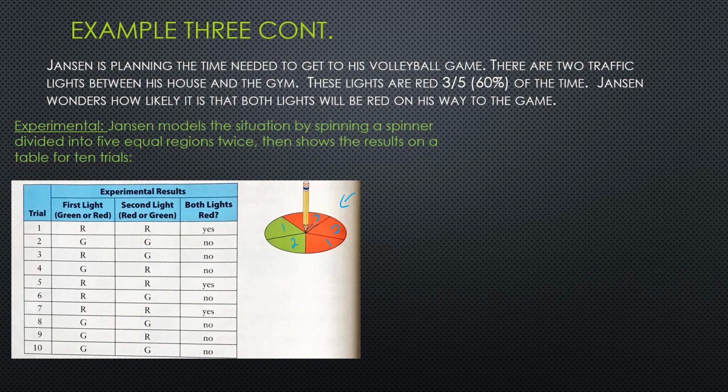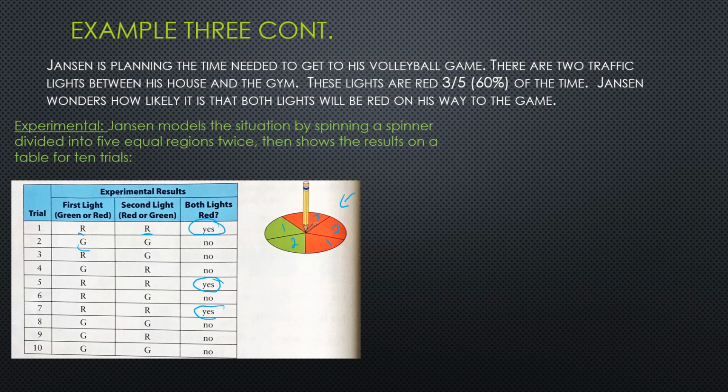So the idea here is that he spins it twice, first and then a second time, and then would check to see what his results were. So for example, when he spun it the first time, he got red, and followed by the second time, it was red. So both lights were red. Yep, that happened. Then he did it the second time, and it was green and then green. So they both weren't red. And he's done this multiple times, just out of a sample of 10 times, to see what that probability could be if he tried it out.